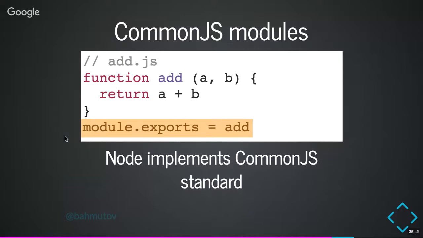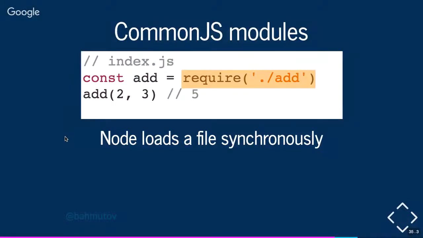So Node.js, when it was created, needed something like that. And so they came up with their own standard called CommonJS. And CommonJS looks like that. So this file, add.js, has a function that says, I want to allow other people to use that function. So I'll say module.exports equals add. And then another file that needs it can say require and a path to my add file. And now you can use that function.